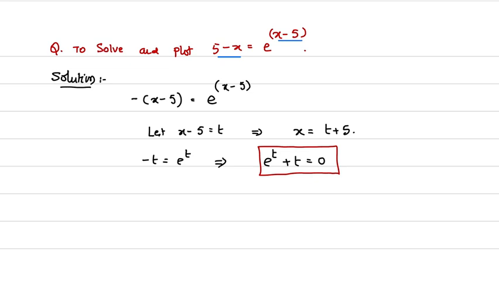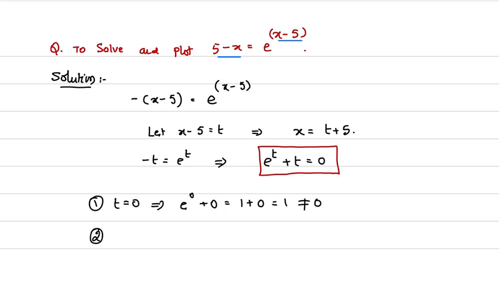Let us try to find the behavior of t. First case, if t is equal to 0, what happens? e to the power of 0 plus 0, the left hand side is equal to 1 plus 0, that is equal to 1, that is not equal to the right hand side 0. Then t is equal to 0 is not a solution.